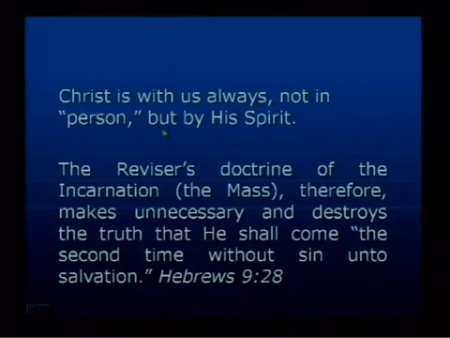Christ is with us always, not in person, but by his Spirit. The Revisers' doctrine of the incarnation, the Mass, therefore makes unnecessary and destroys the truth that he shall appear the second time without sin unto salvation, Hebrews 9:28. Cardinal Wiseman exults that the revision movement vindicated the Catholic Bible. Look what he says: "When we consider the scorn cast by the reformers upon the Vulgate, and their recurrence in consequence to the Greek as the only accurate standard, we cannot but rejoice at the silent triumph which truth has at length gained over clamorous error."